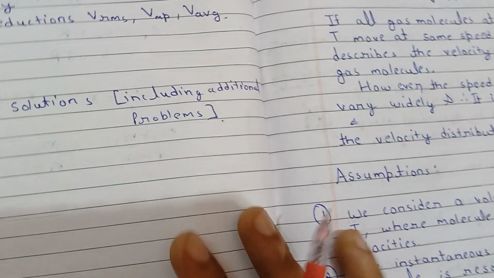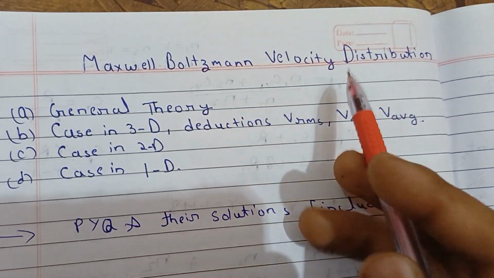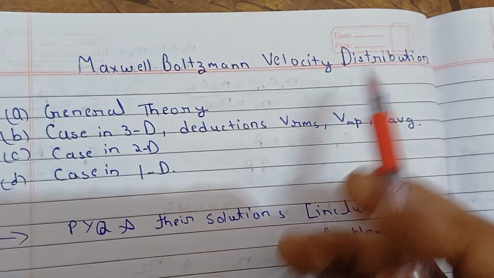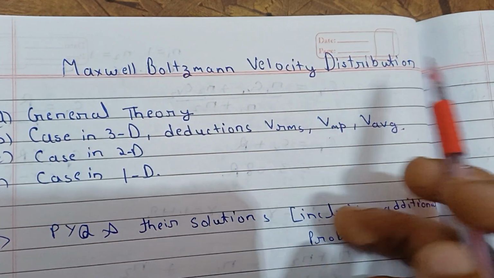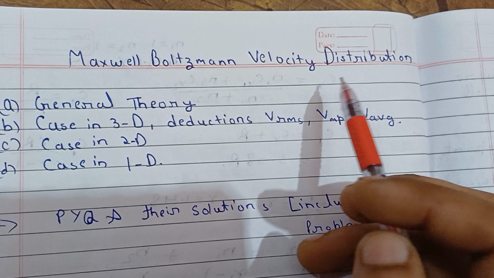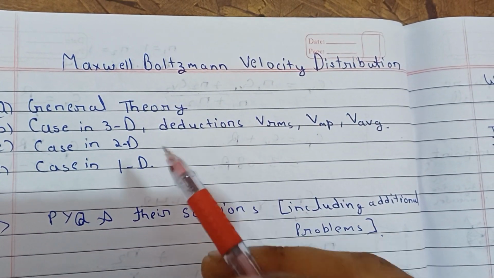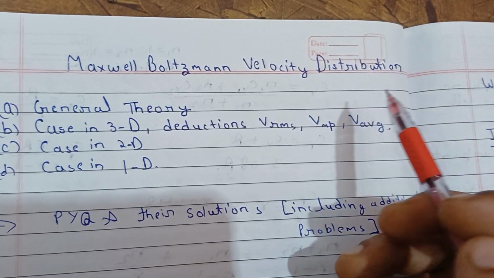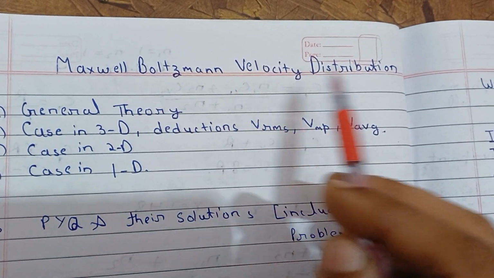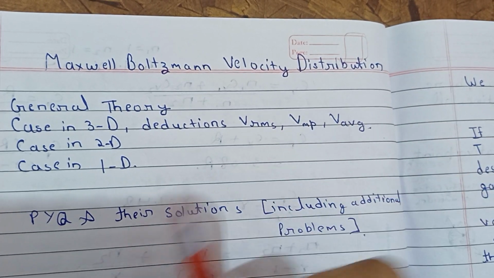So let's move to today's topic, the Maxwell Boltzmann velocity distribution. In this topic we will study the general theory and what the velocity distribution actually is. If there is a gas mixture, there will be a large distribution of velocities, from very small to very large, and a large number of particles with different velocities. Studying them by the Maxwell Boltzmann distribution is called the Maxwell Boltzmann velocity distribution law.